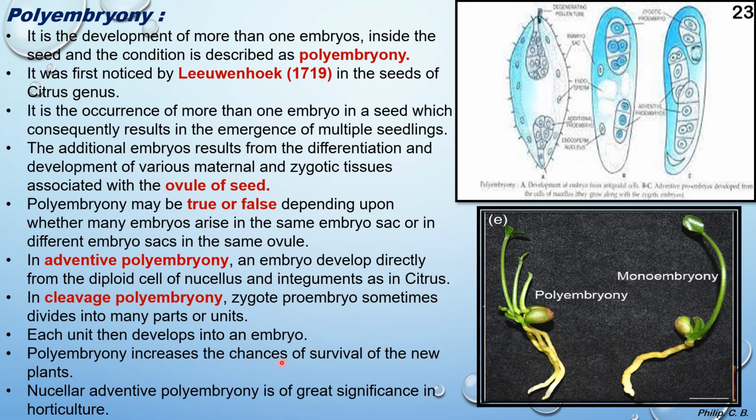Polyembryony increases the chances of survival of new plants. So it helps to increase survival as many embryos are present. Lastly, nucellar adventive polyembryony is of great significance in horticulture. So here is just an image showing the development of embryo, and secondly adventive polyembryony, that is, you can see A, B and C parts. So B and C are both adventive polyembryony, and here you can see how polyembryony appears and how monoembryony looks. Mono means one single embryo, poly many embryos. You can see 3 embryos over here.